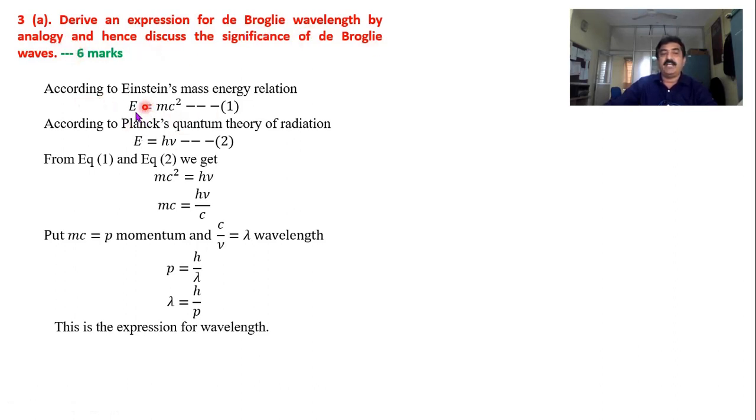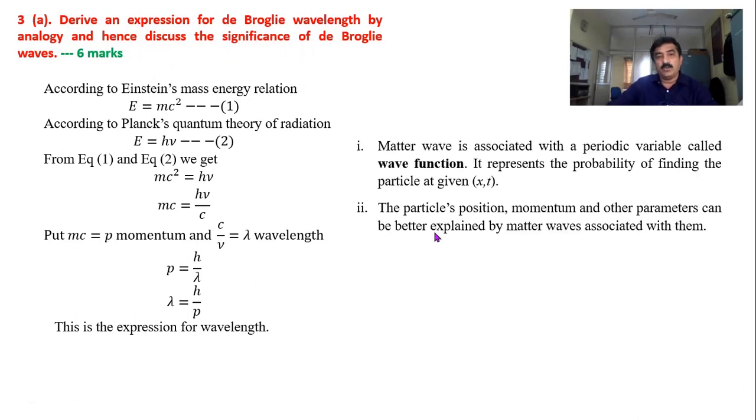Analogy means with the help of these equations. Now let us talk about the significance of de Broglie waves. Well, I just give only two significances, the most important ones. Matter wave is associated with a periodic variable called wave function. Dear students, when particles are moving, they are behaving like waves, and with each wave there exists a periodic variable called wave function. Wave function is a function of position and time. It is a property of the matter wave.